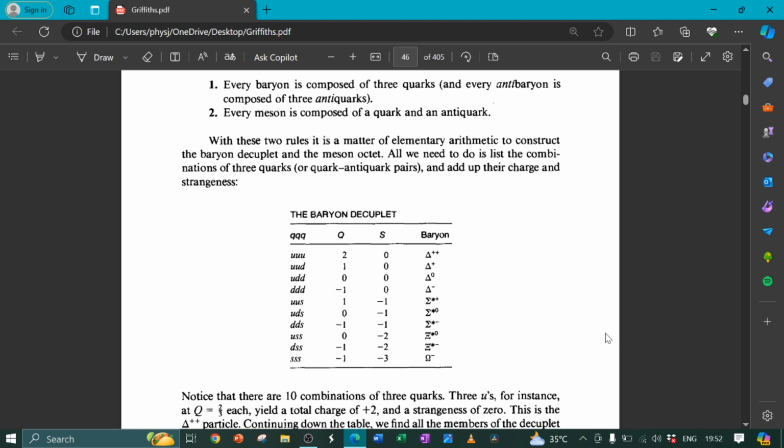2 up quarks, 1 strange quark, charge 1, strangeness -1, sigma star plus. 1 up quark, 1 down quark, 1 strange quark, charge 0, strangeness -1, sigma star 0. 2 down quarks, 1 strange quark, charge -1, strangeness -1, sigma star minus. 1 up quark, 2 strange quarks, charge 0, strangeness -2, xi star 0. 1 down quark, 2 strange quarks, charge -1, strangeness -2, xi star minus. 3 strange quarks, charge -1, strangeness -3, omega minus.